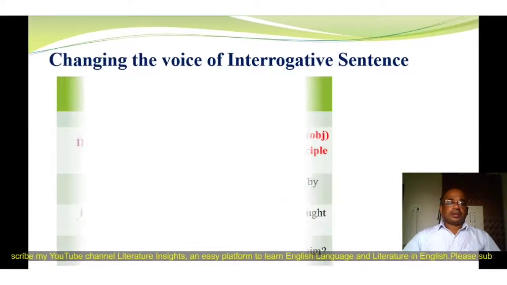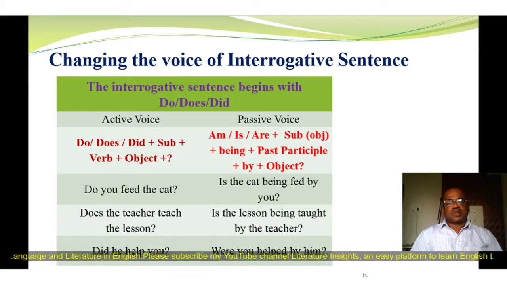Then interrogative sentence begins with do, does and did. Here we have formulas in active voice and passive voice. Do/does/did plus subject plus verb plus object plus question mark. In passive voice we have a structure am/is/are plus subject which was earlier an object in active voice plus being plus past participle plus by plus object.